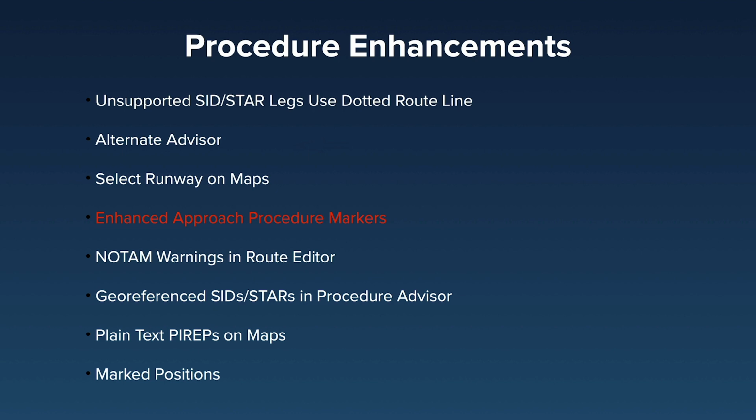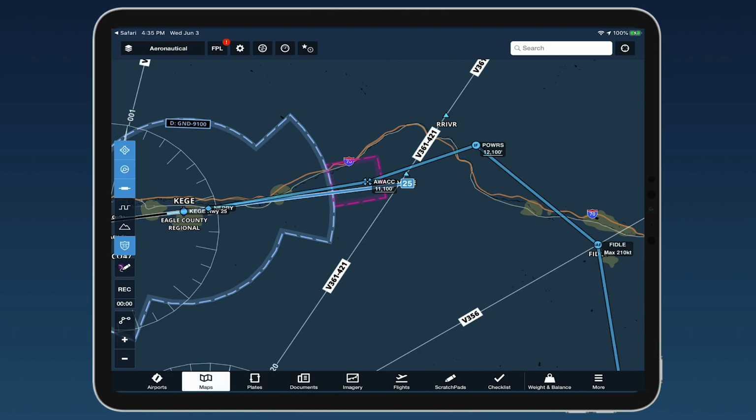Enhanced approach procedure markers. We demonstrated this earlier in 3D, but if you notice that the initial approach fix, the intermediate fixes, and the final approach fix all have notes on them now concerning any limitations that you may have. You see some hard altitude crossings that you have to maintain in order to cross Powers and AWAC. And look out there, the initial approach fix. There's a speed restriction for that one of 210 knots. There's where you see them.